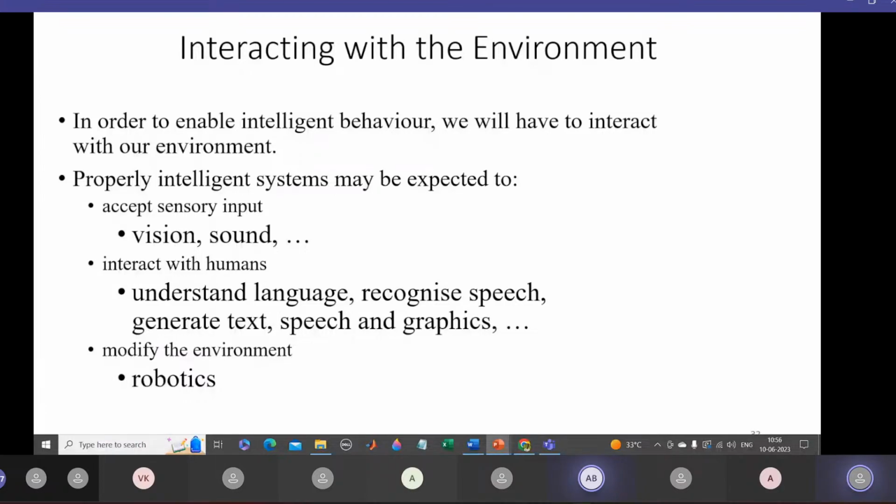So some sort of information is taken from the environment, and that information has to be converted into the right data format. That is what sensors do in interacting with the environment. They also interact with humans: they understand language, recognize speech, generate text, speech and graphics, and modifying the environment is robotics. These are the things a properly intelligent system should do.